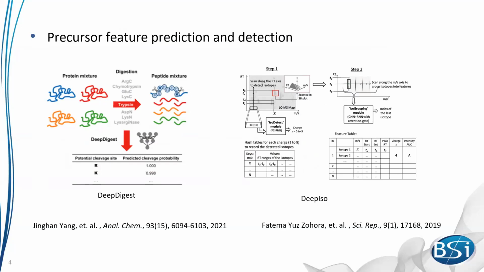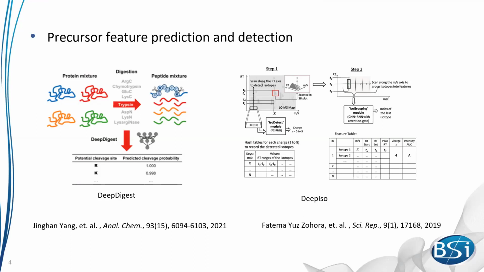Typical work you can see reported this year is about, given a database and an enzyme, we can predict the peptide detectability in the mass spectrometry experiment. And also we can use deep learning technology to extract the precursor feature abundance. With those two, we can reduce the false positives or increase the accuracy of quantification.